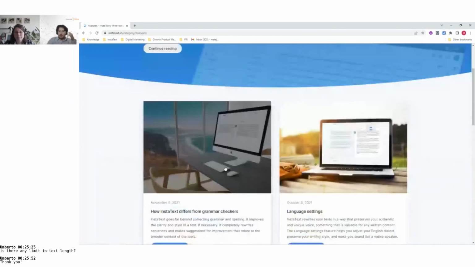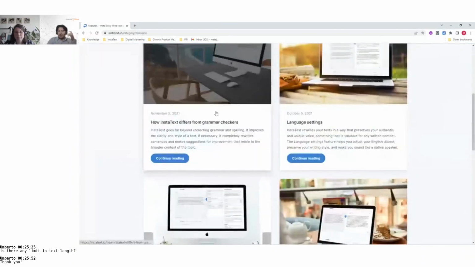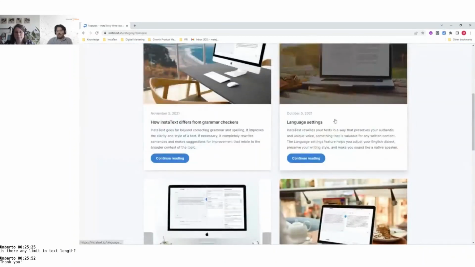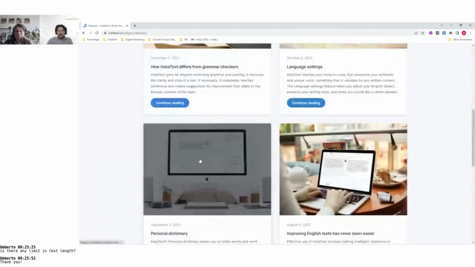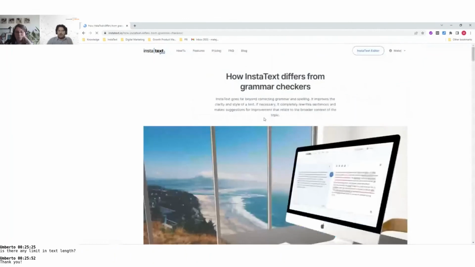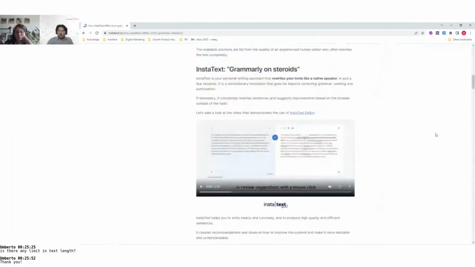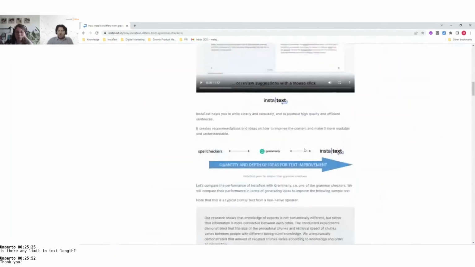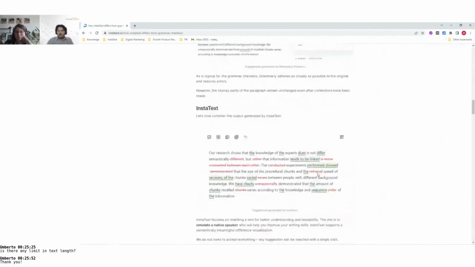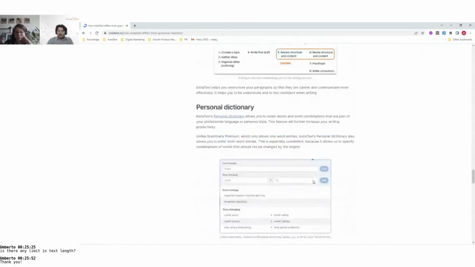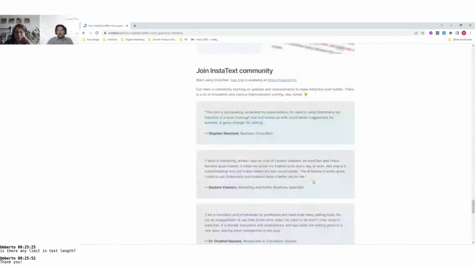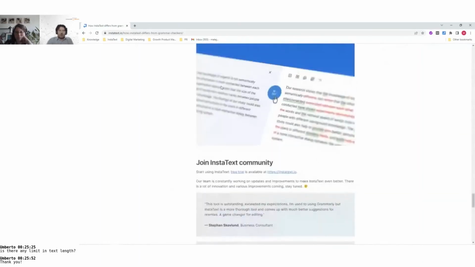I told you how InstaText is different from Grammarly. I told you about the language settings and about the personal dictionary. You can read more about this. So if you need more pointers, you have the videos, you have the slides, you have more examples, so you can actually understand better what the tool is all about.